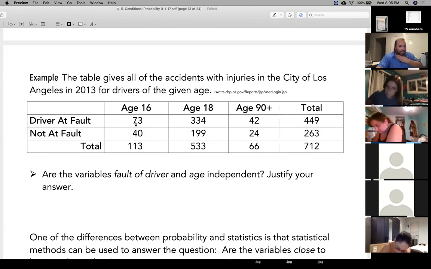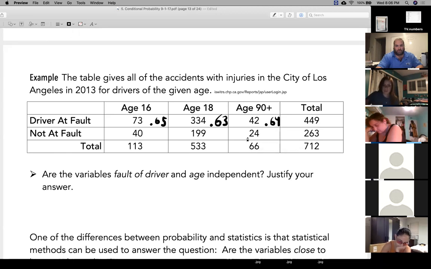What's 73 over 113? I'm going to put it here in the box just so we can have it. Does it have to be exact or can it be approximate? 0.646. So if you round up, it's 0.65. Okay, 0.65, let's say. And what's 334 over 533? 0.63. And what is 42 over 66? 63 or 64. 64. Okay.